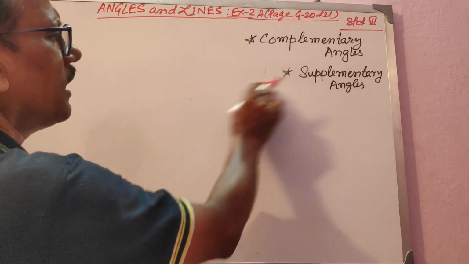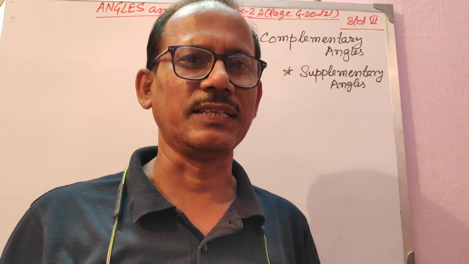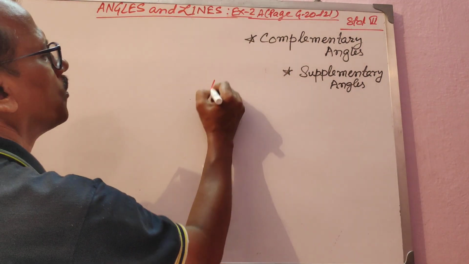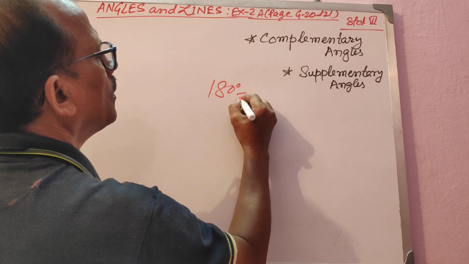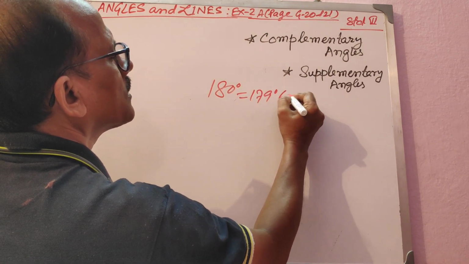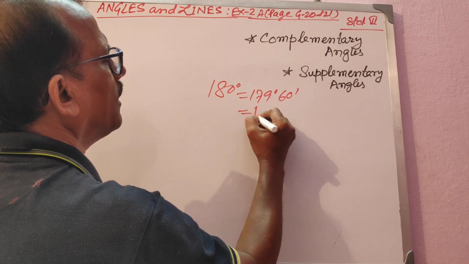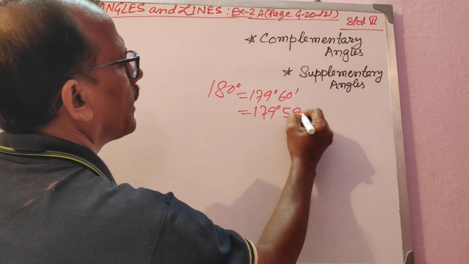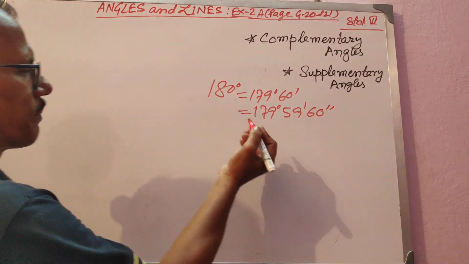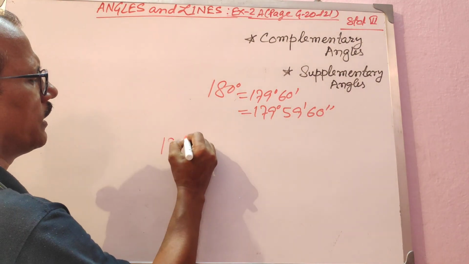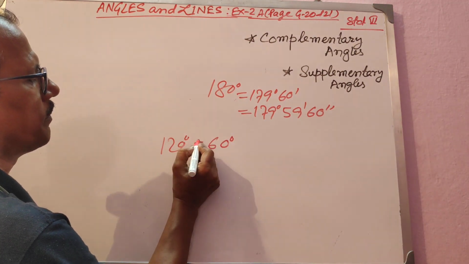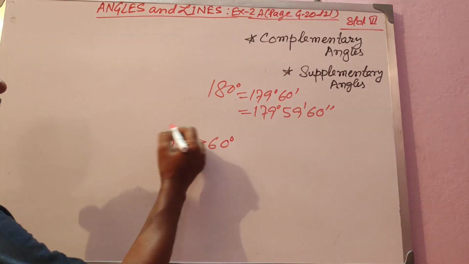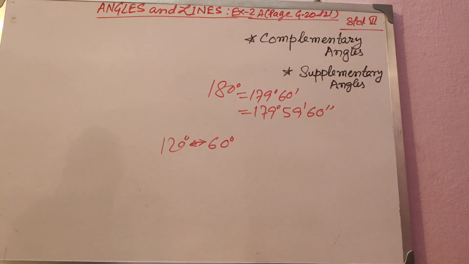Got it? Now similarly, supplementary angles together will be 180 degrees. Complementary angles, two angles together, make 90 degrees. Supplementary angles, two angles together, will be 180 degrees. 180 degrees is equal to 179 degrees 59 minutes 60 seconds, in the way I told you for complementary angles. So what will the supplementary angle of 120 degrees be? 180 minus this one, that will be 60 degrees. Could you understand?